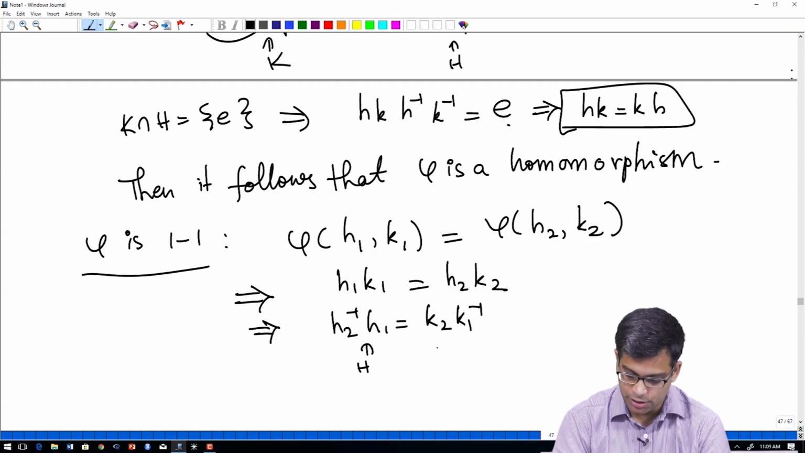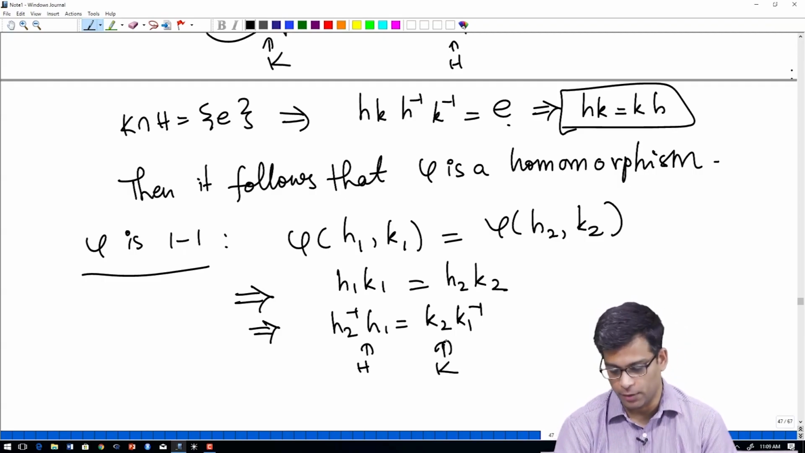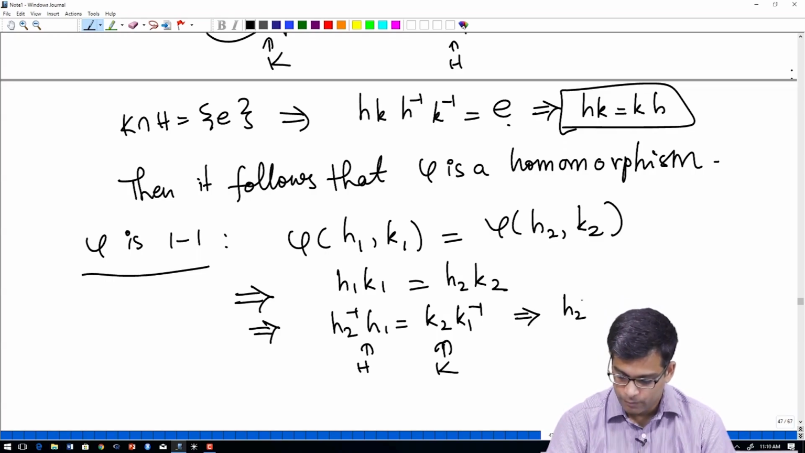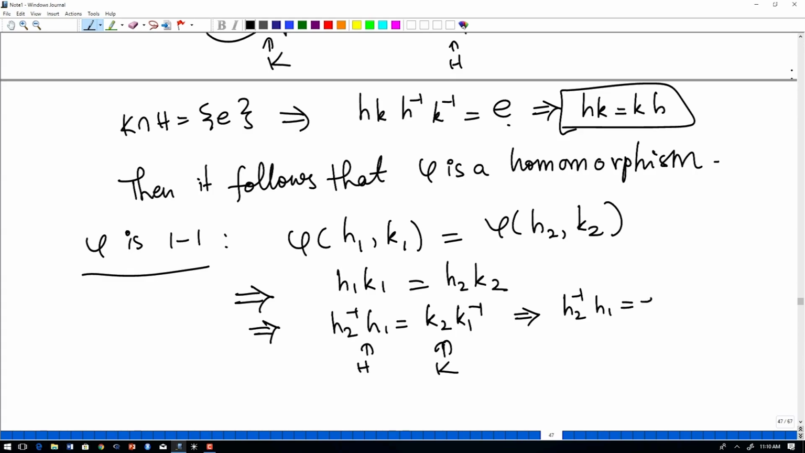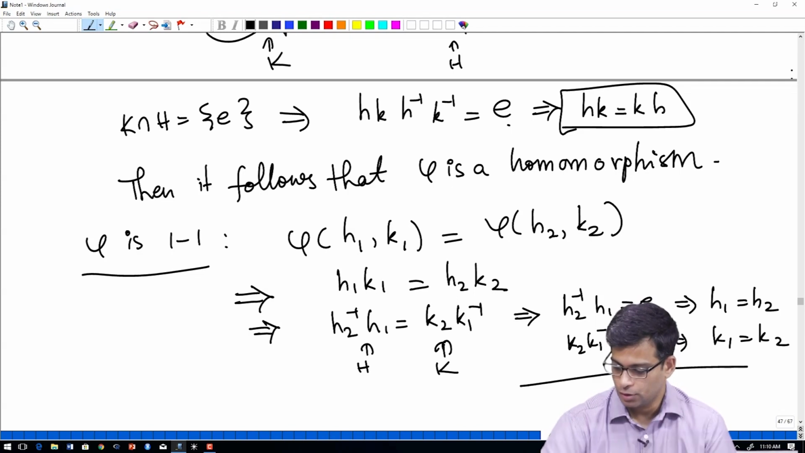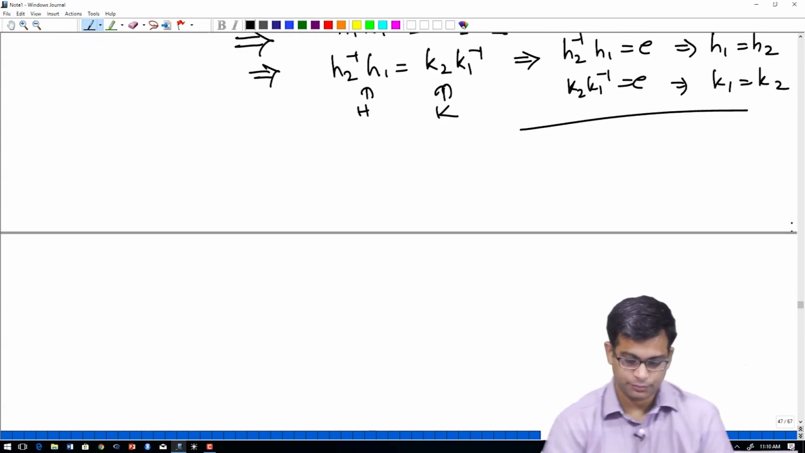But this is in H, this is in K. Again use the fact that H and K have nothing in common. This element is in both H and K, so this is E. Similarly k2 k1 inverse is E. This implies h1 is h2, and k1 is k2. Okay, so phi is 1 1.